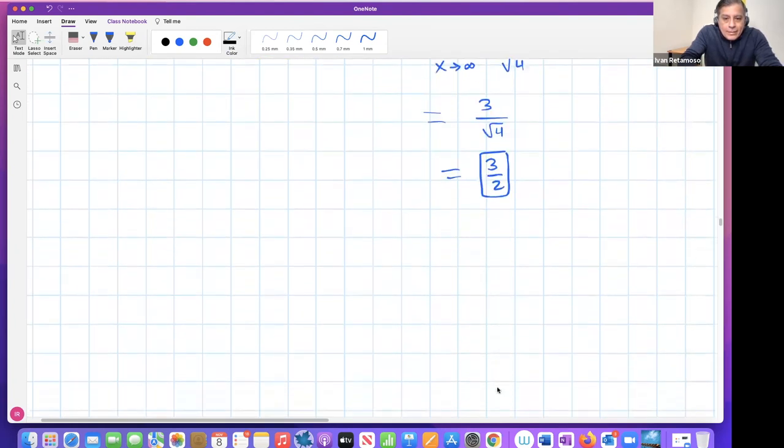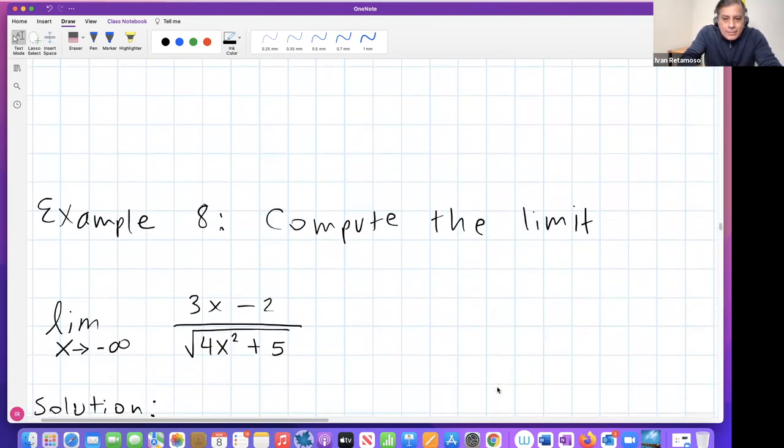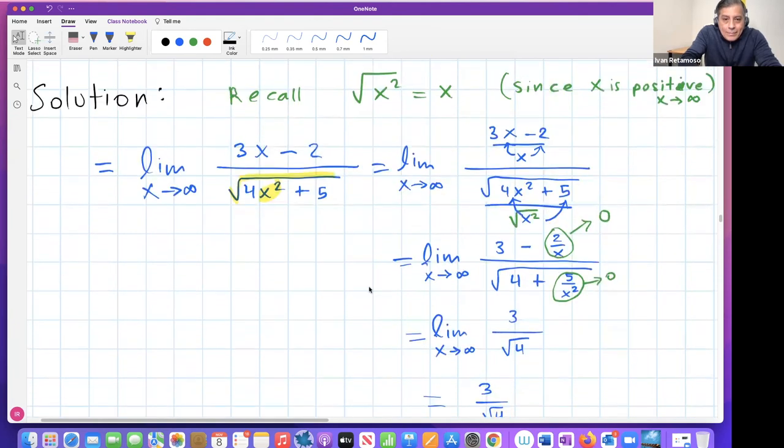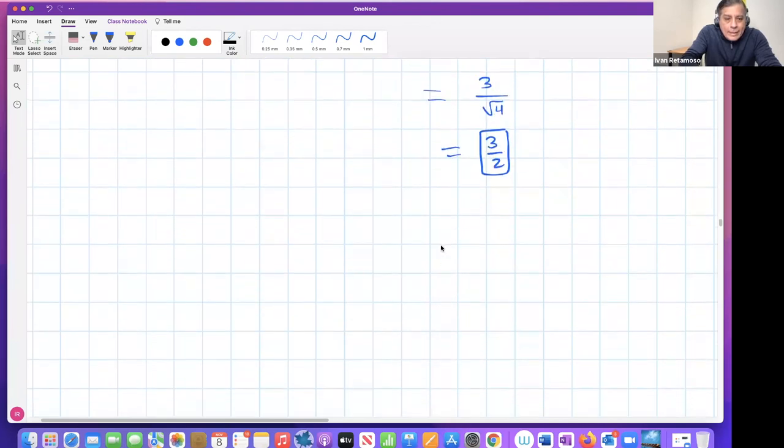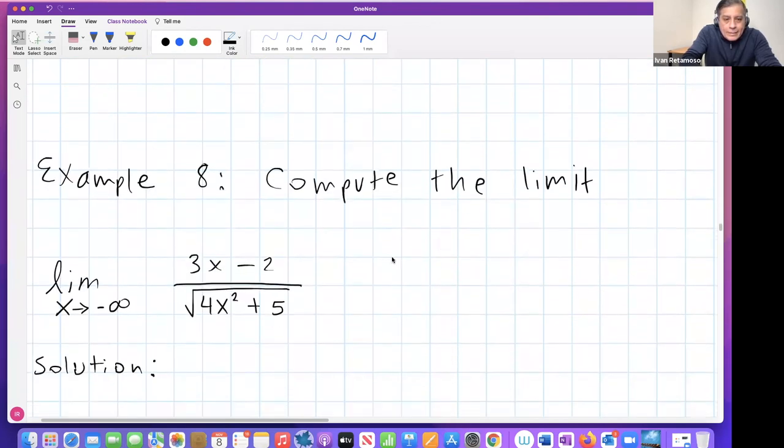The second scenario is the one that gives a lot of trouble to students. So I'm going to use, look, the same function. Same function, but the only difference is that now x approaches negative infinity. Negative, not positive infinity, but negative infinity, for you to see the difference.